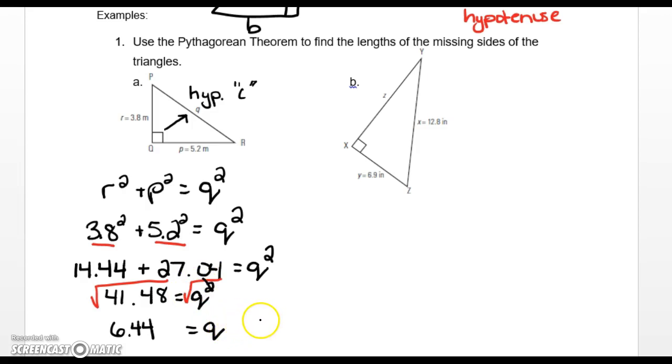One last thing before we move on to B is that you notice here with these numbers, there is a unit attached to P and attached to R. So our hypotenuse will have the same unit. So our Q value is 6.44 meters.